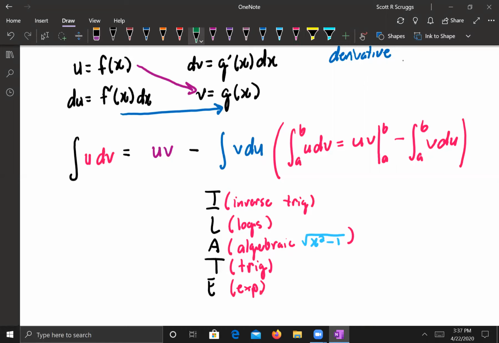And the way that I'm going to read that acronym is, if I read from top to bottom, that's going to be my hierarchy for what I want to choose for dv. Because going from top to bottom, they're harder to take the antiderivative of. So that means if I see an exponential, I'm automatically choosing that for my dv in an integration by parts problem. Because the antiderivative of e to the x is just e to the x. And this will be trig, vice versa.